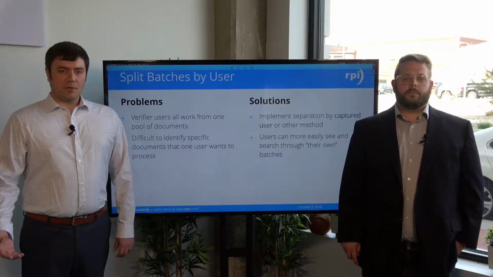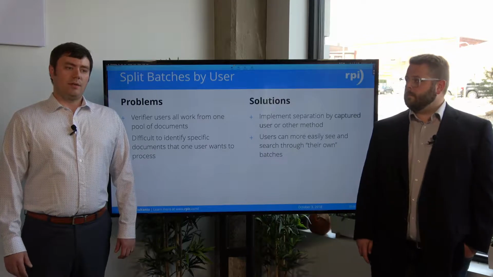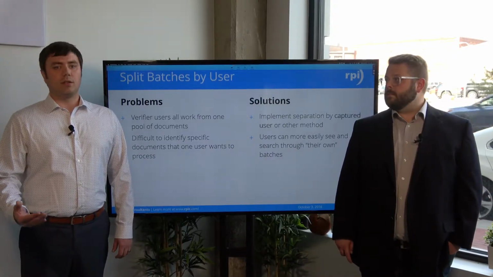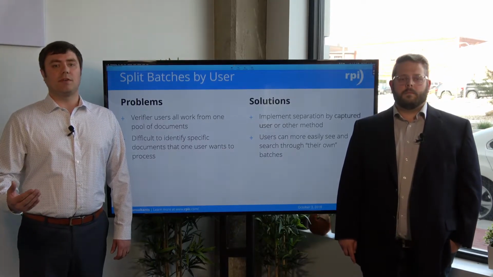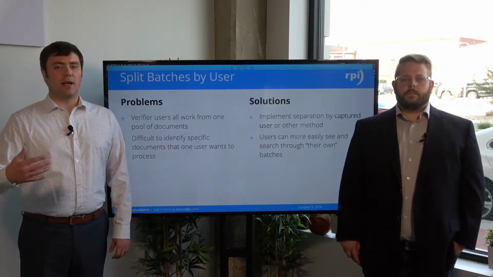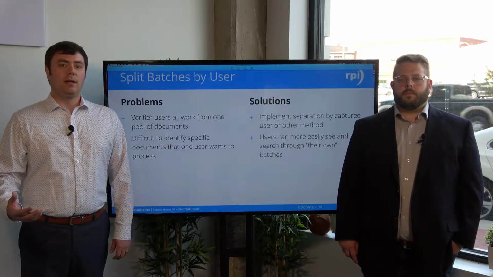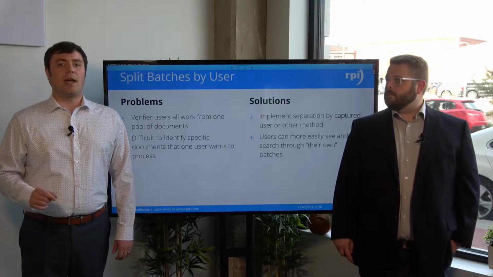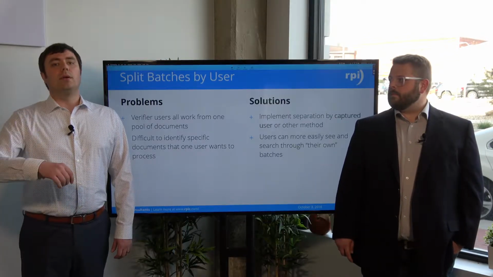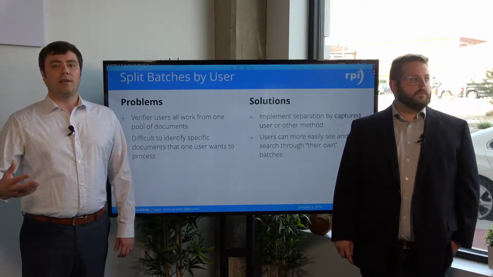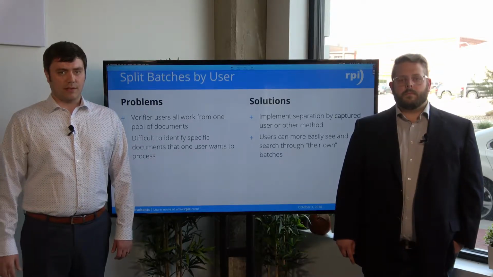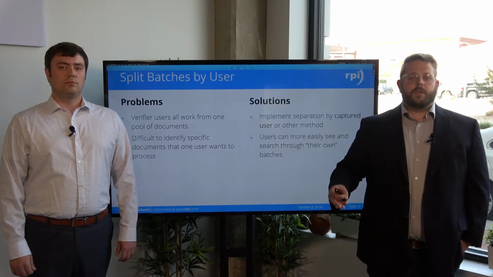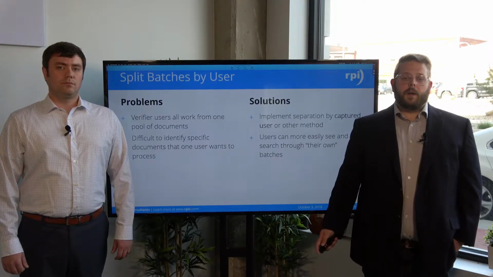So the next item is split batches by user. Based on your business process, not every verifier needs to look at every batch in verifier. There may be specific vendors that they work with or something like that if you're in an accounts payable department. And it wastes a lot of time having the users trying to identify the specific batches that they need to work on. Well, we can adjust that by pulling information in through the extraction process. So the solution here is really allow users to work on only the documents they need to work on.